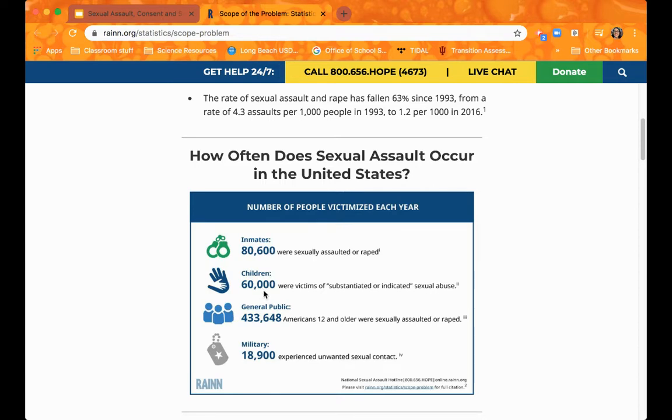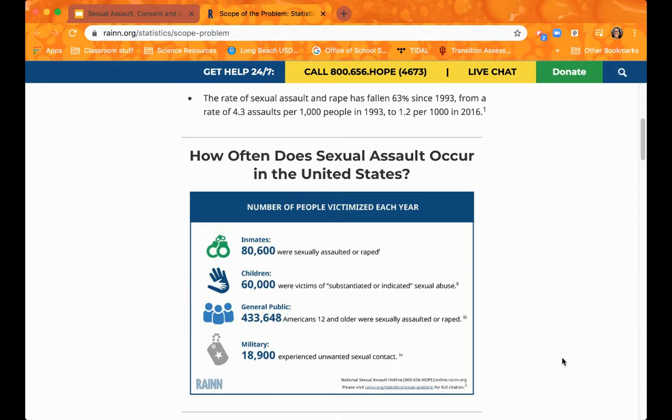Children, 60,000 children were victims of sexual abuse. General public, so that means everyone. 433,648 Americans 12 years or older were sexually assaulted or raped. Military, 18,900 experienced unwanted sexual contact.